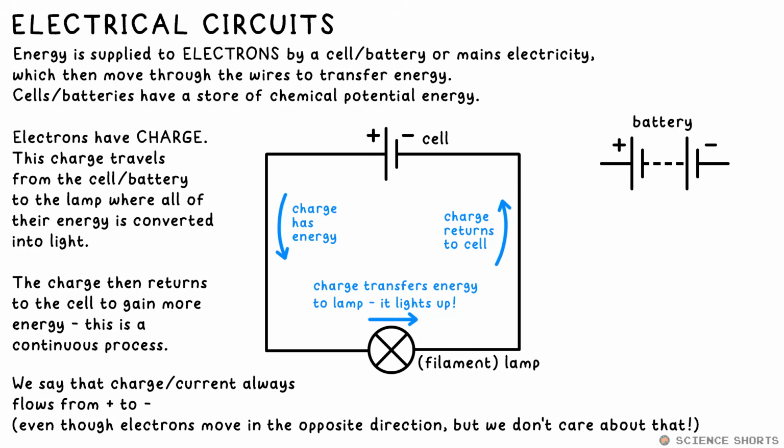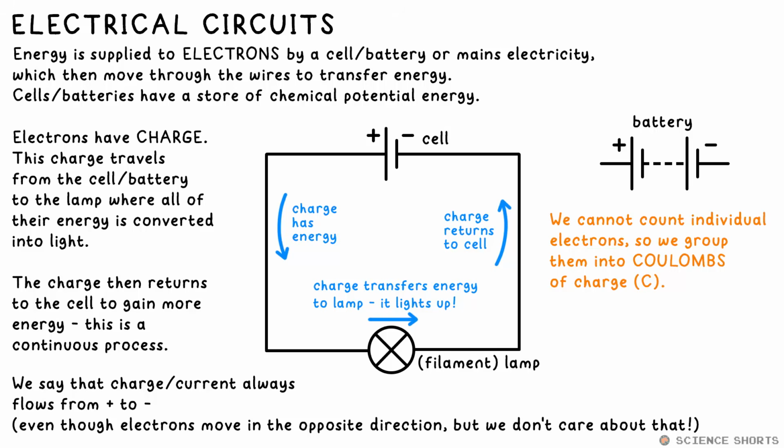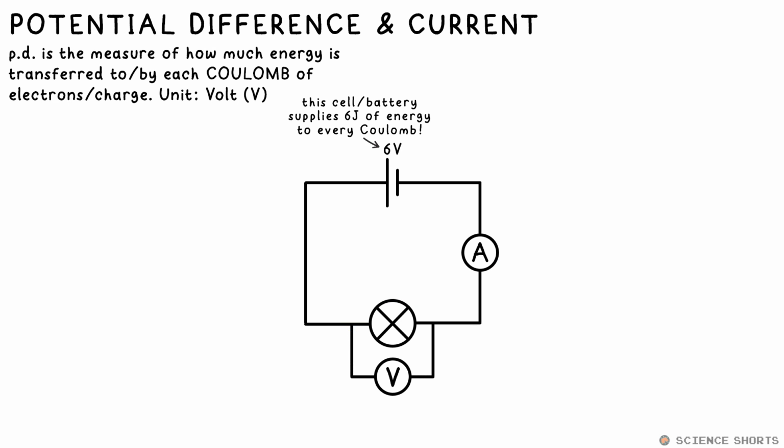Because electrons are so small and there are so many of them, we don't deal with individual electrons, but instead we deal with coulombs of charge or coulombs of electrons, similar to moles in chemistry. But in this case, we don't care what the number is, we just say we're grouping them into coulombs. Potential difference, PD for short, also known as voltage, tells us how much energy is transferred per coulomb of these electrons or coulomb of charge.